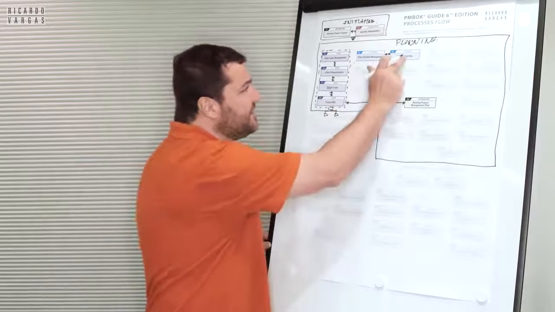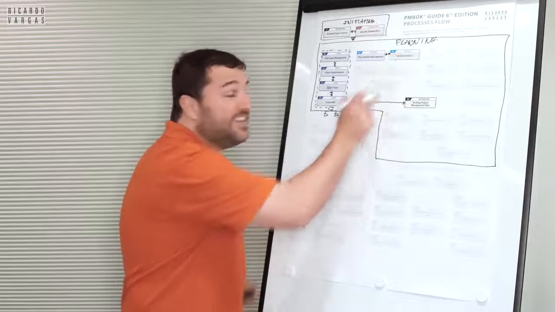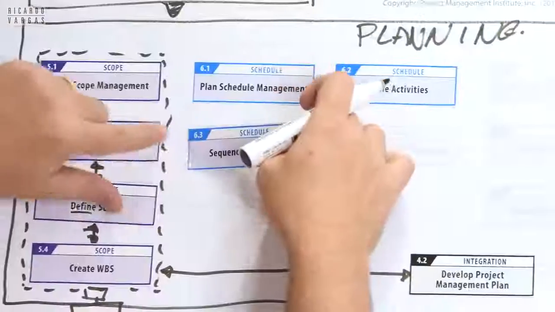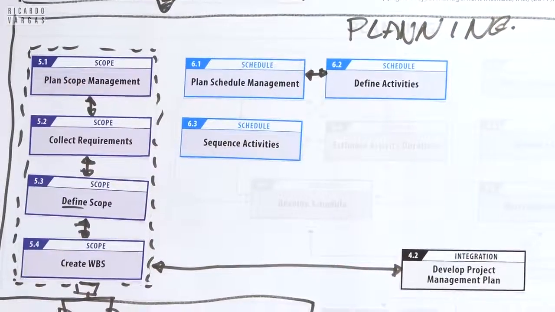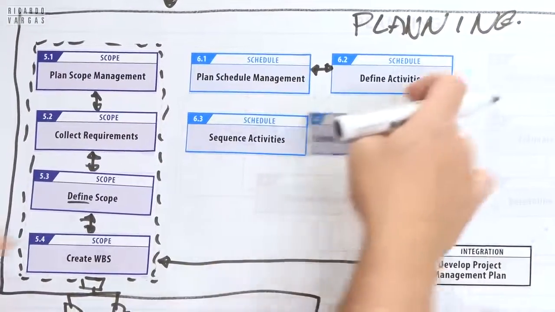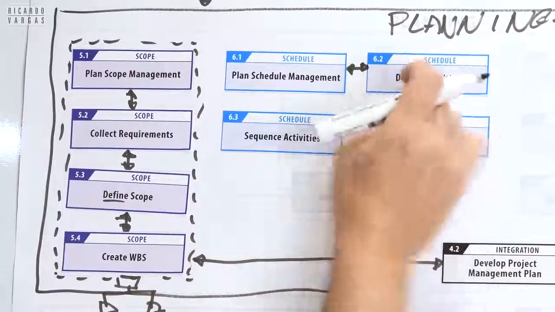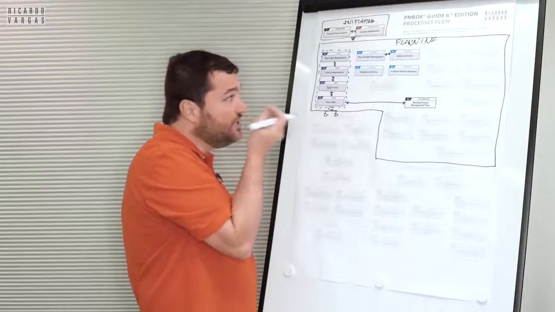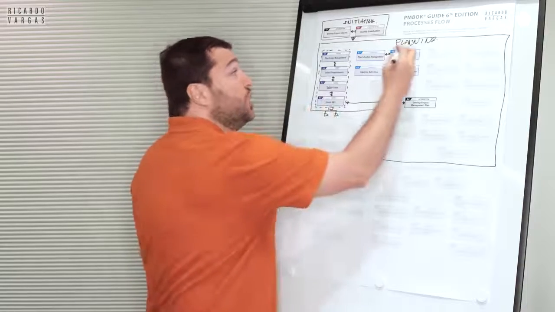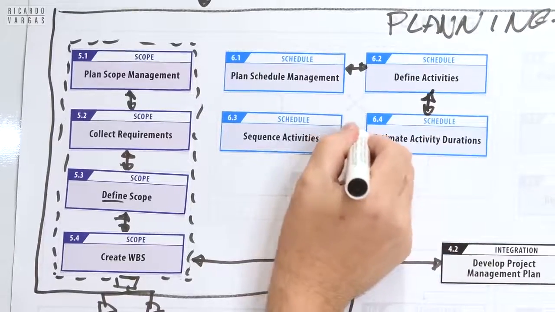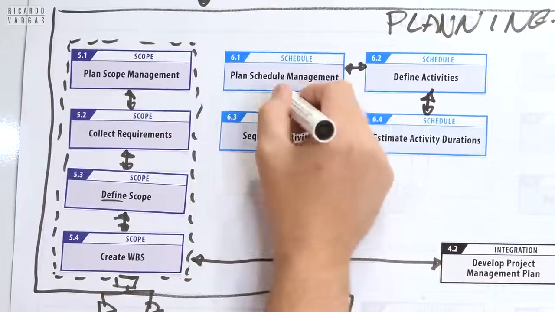And why are activities here? Because activities are the root of how you create your sequence and the duration. So you need to have this granularity. You need to understand which kind of activities you have, to then understand, okay, how much time? And what do I need to do first?